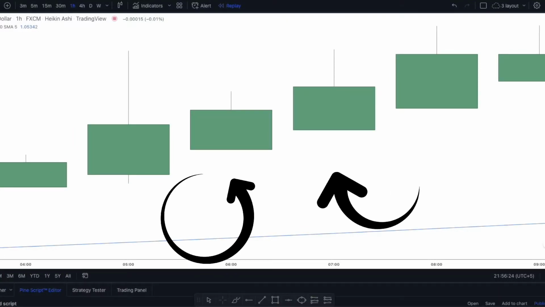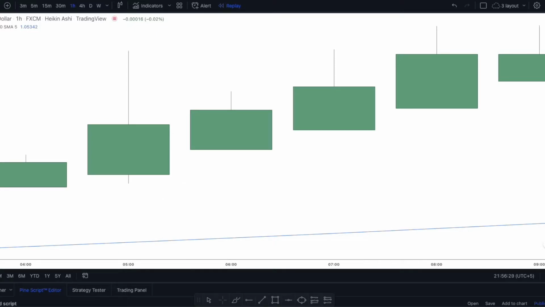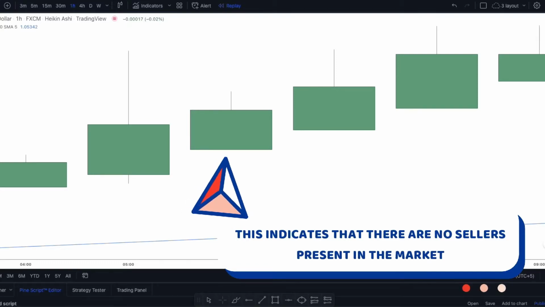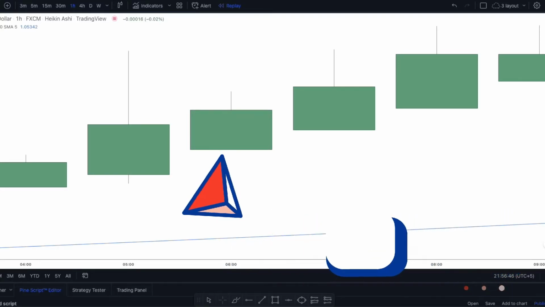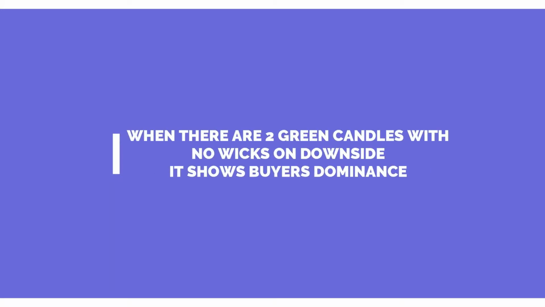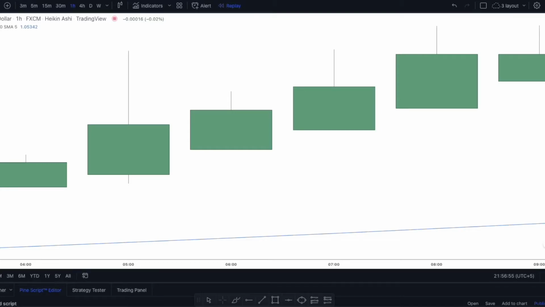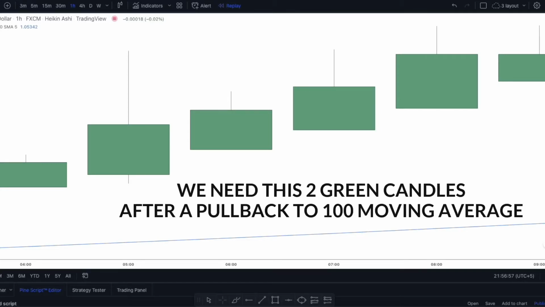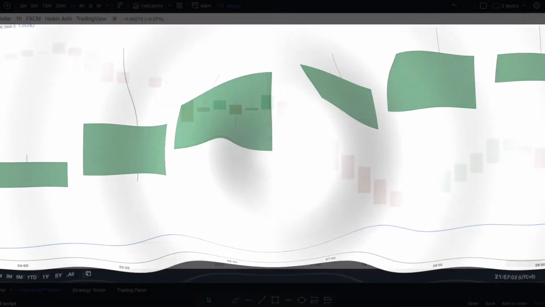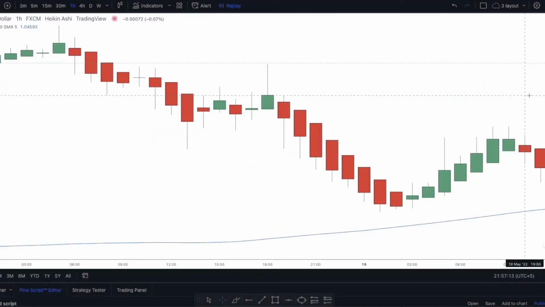We have these two green Heikin Ashi candles here. As you can see, both of the candles have no wick on the downside. This indicates that there are no sellers present in the market. When there are two green candles with no wicks at all on the downside, it is a very bullish sign. It's a clear sign of buyer's dominance. The most important thing here is that we need these two candles after we get a pullback towards 100 period moving average.